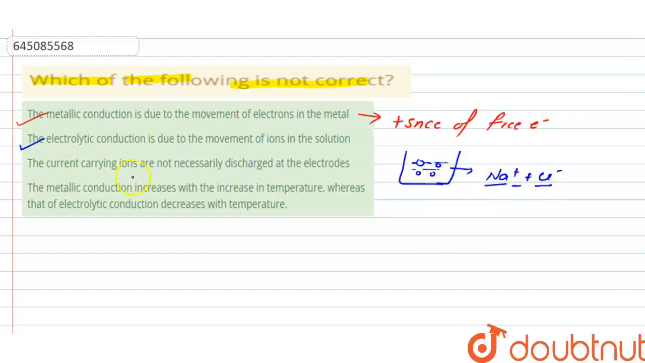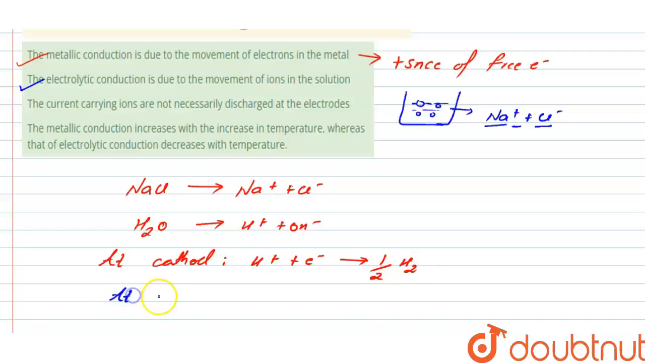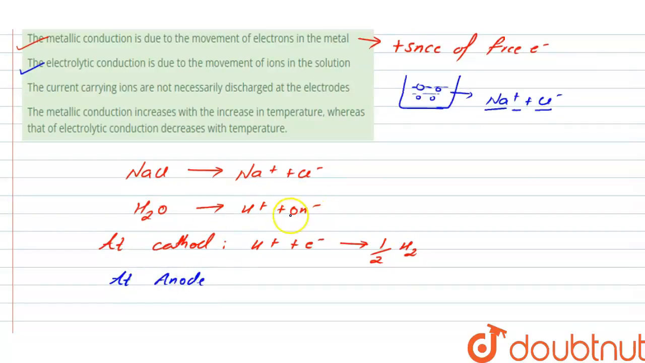Now in case C we have given that the current carrying ions are not necessarily discharged at the electrode. If we take an example, here we have NaCl, which dissociates into its ions as Na+ ion plus Cl- ion, and we have H2O, which dissociates into H+ ion plus OH- ion. Now the reaction at cathode: at cathode we have a negative charge so H+ ion plus 1 electron gives half H2 gas. The reaction at anode: Cl- gives half Cl2 plus 1 electron.